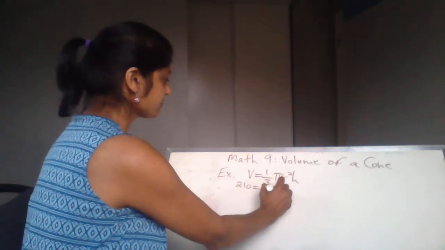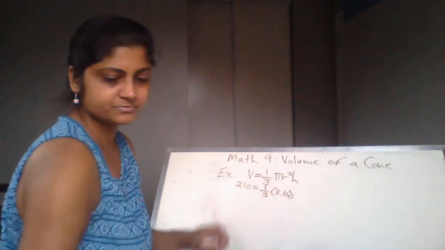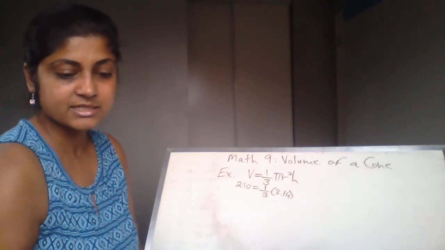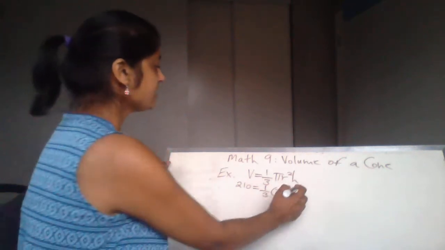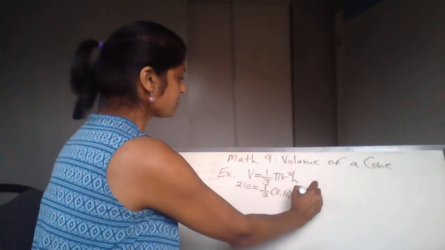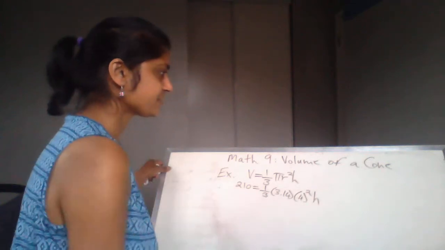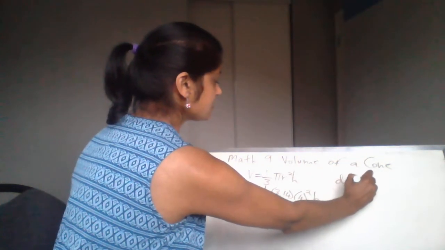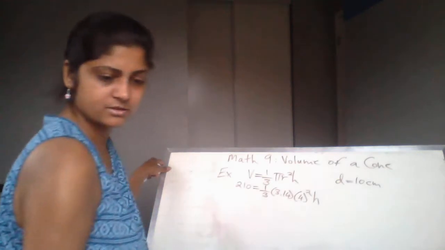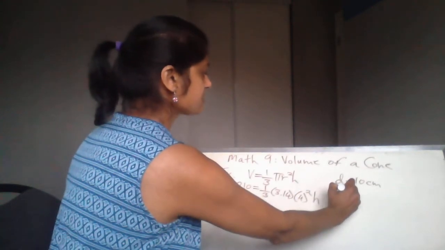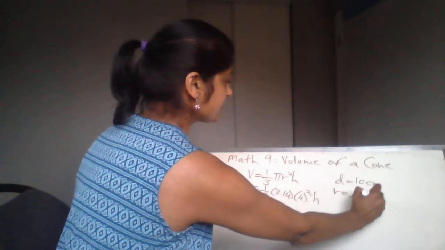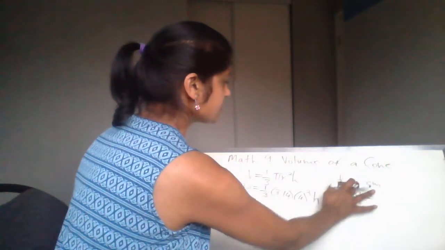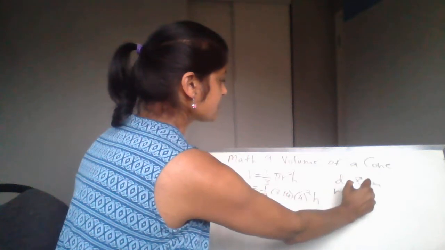So 1/3 and 3.14. Okay, and it's saying the diameter is 8 centimeters. I'm going to do 8 divided by 2, and the radius is 4 centimeters. So 4 squared times the height. Okay, let's still make a note on that. So it's 10 centimeters. Yeah, it's in centimeters. And when I'm looking for the radius, it's just half of the diameter. Oh sorry, this is 8, right? So I'll put 8 divided by 2, so 4 centimeters.